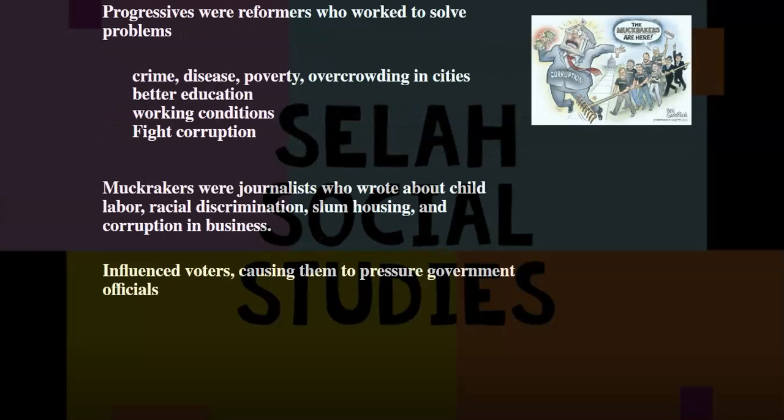So who were progressives? Progressives were reformers who worked tirelessly to solve the problems caused by the rapid industrial and urban growth caused by the mass immigration to the United States in the late 19th century and early 20th century. Some of their main goals were to eliminate the causes of crime, disease, and poverty while trying to ease the overcrowding in tenement buildings in the city.